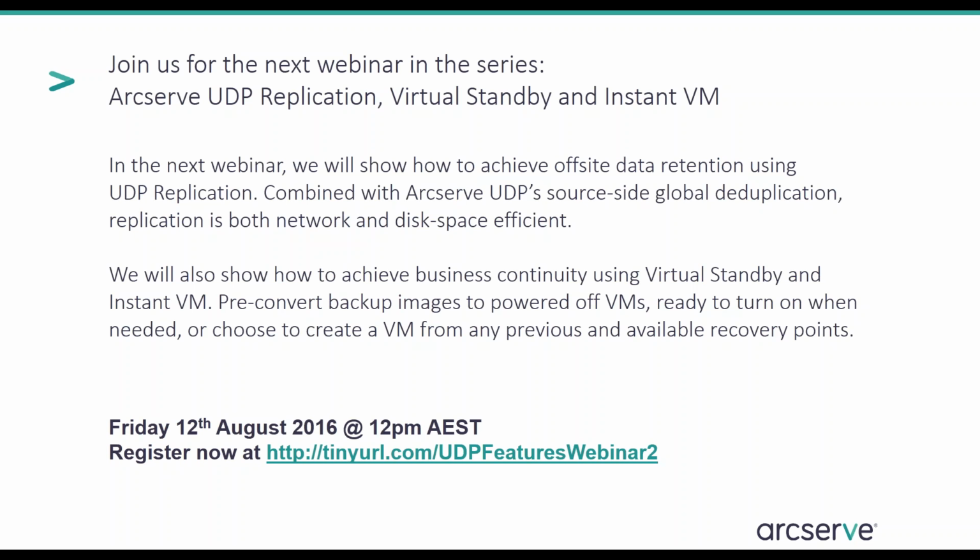We can create powered off offline VMs using a recovery point as the image so that we can turn them on in case something happens to the source box. Maybe we want to create a VM from a very old image, an old backup that we have. We can do that with instant VM. So we're going to go through and show how all of that works in the next webinar, which is in 2 weeks' time on Friday, the 12th of August.